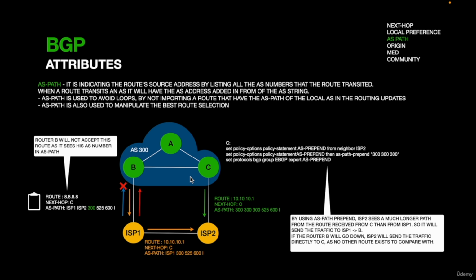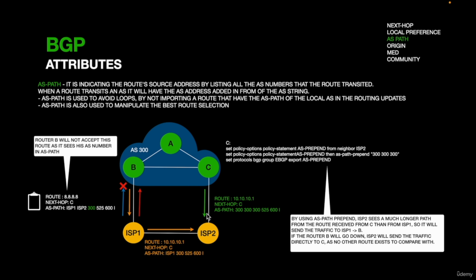Also, as I said, AS path is also used to manipulate the best route selection. So, for example, the router C is advertising a route to ISP2. And this is the configuration which we have applied on router C. We created an AS prepend policy, and in the policy we prepended the local AS number 3 times, and we applied it as an export policy, which means that information from here to here will be shared, or information will be shared from the local router to its neighbors.